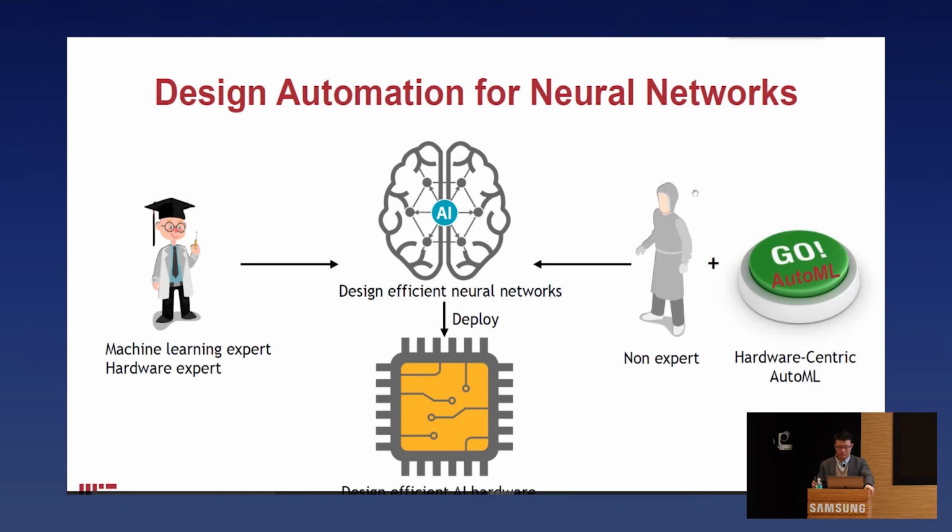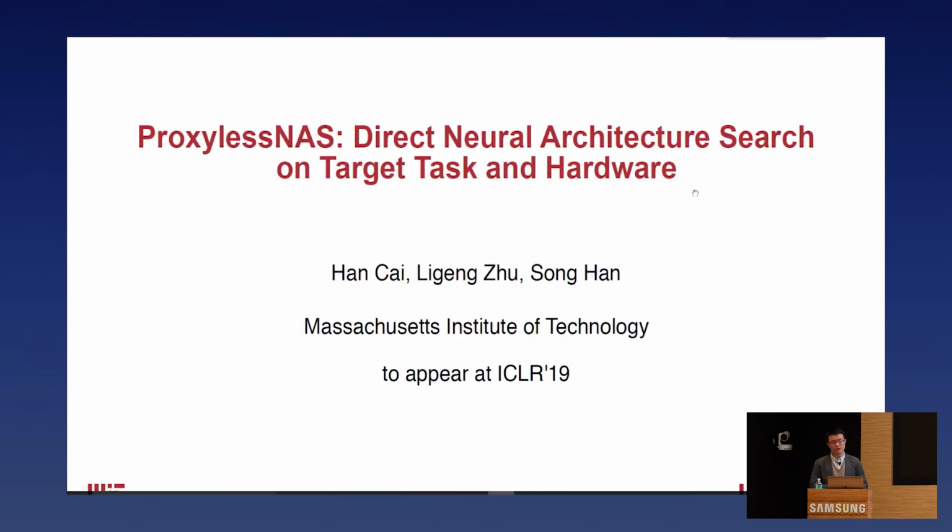So I will present our recent work on ProxylessNAS, direct neural architecture search on the target task and target hardware, as our initial endeavor for such AI-assisted AI design automation for AI software and hardware co-design.